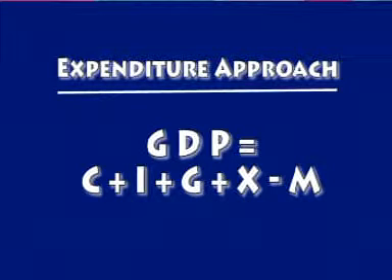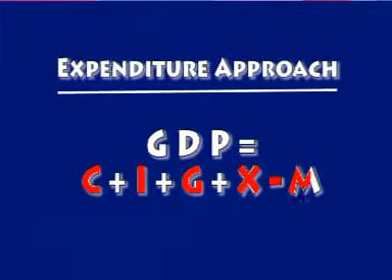So, under expenditure approach, we calculate the GDP by adding 4 different elements. Number 1, consumption, which is normally denoted by the letter C. Number 2, investment, which is normally denoted by the letter I. Number 3, government expenditure, which is again denoted by G. And number 4, net exports, which is the difference between total export and total import. So, if we add up all these 4 different heads, we end up calculating GDP.